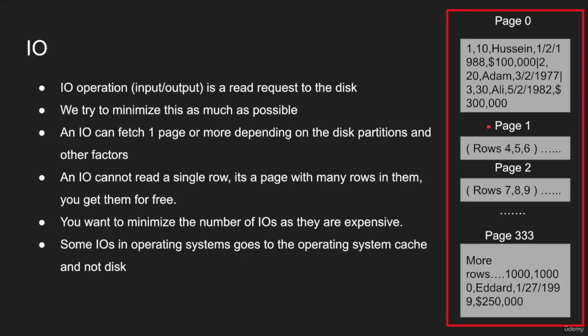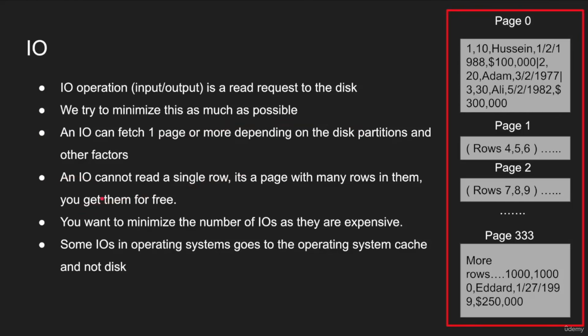What is an IO? An IO is an operation that reads request to disk. We try to minimize this as much as possible. This is the currency of a database. The less IOs you make, the faster your queries. That's what we need to make. So what does that mean? An IO can fetch one page or more depending on the disk partitions.